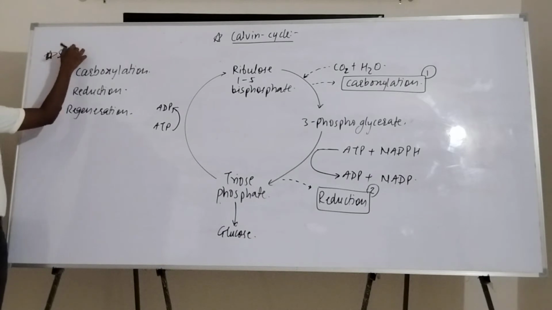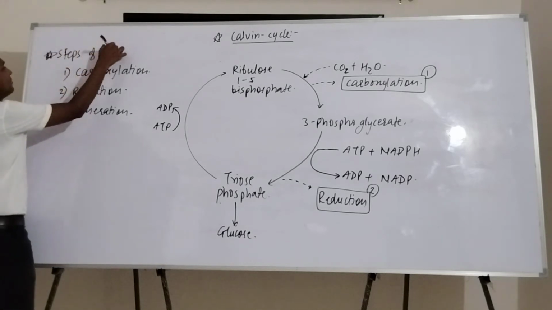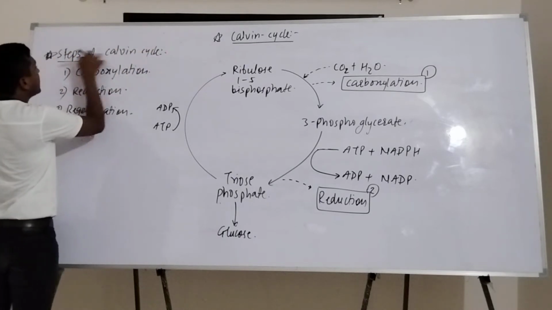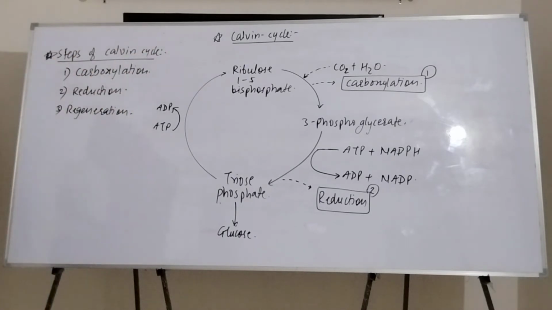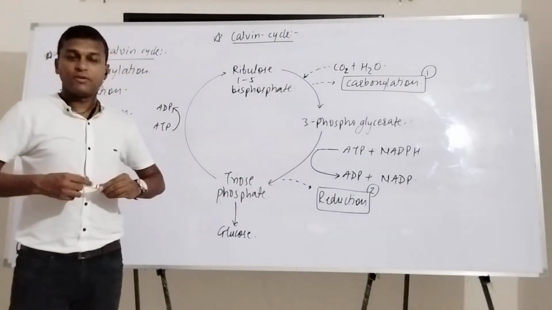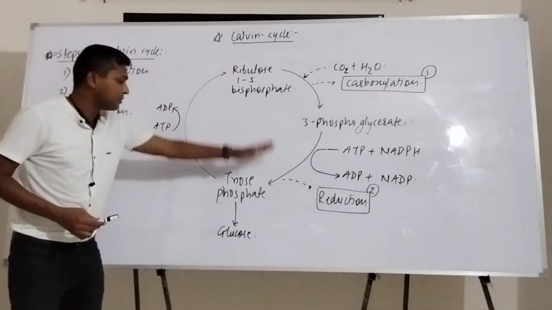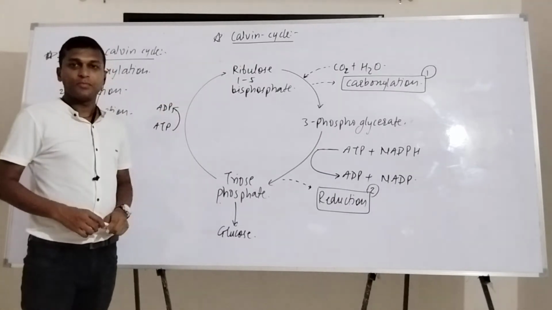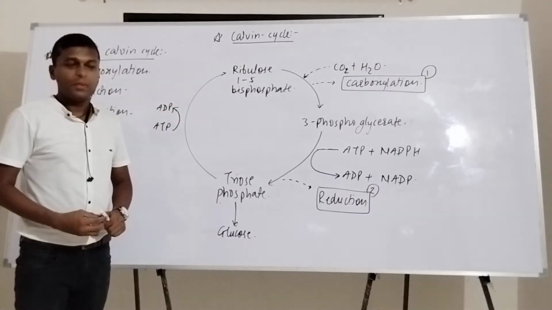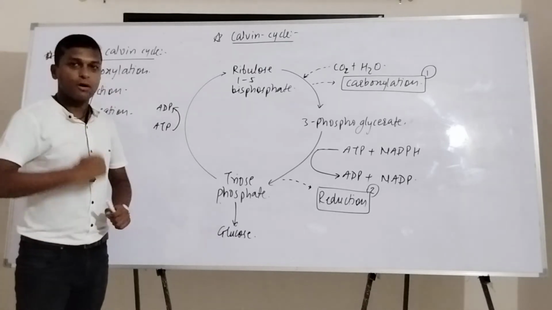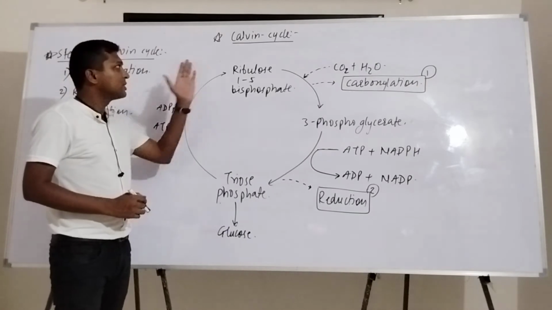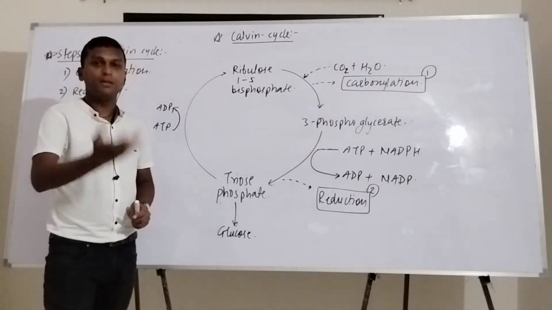These are the steps of the Calvin cycle. Basically, these are three steps, and this is simply called the Calvin cycle. Now, a few things are missing over here. The first thing we'll talk about is that, as I was telling you, this Calvin cycle is also called the C3 cycle.